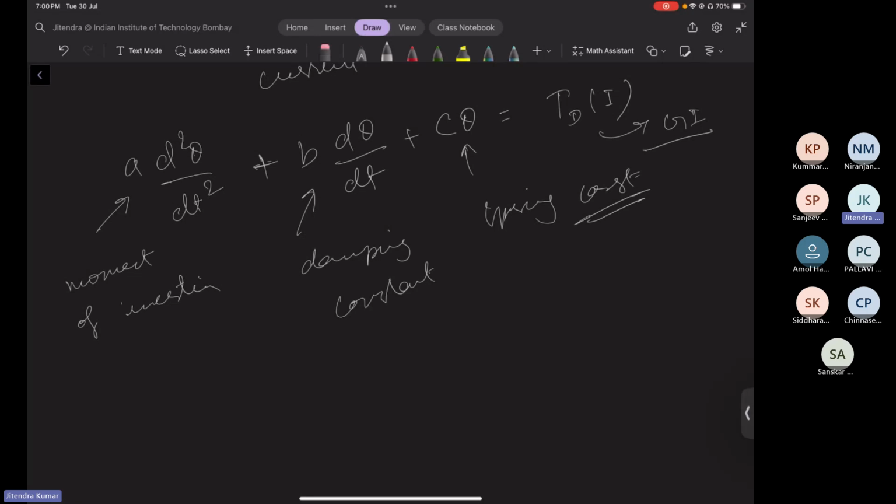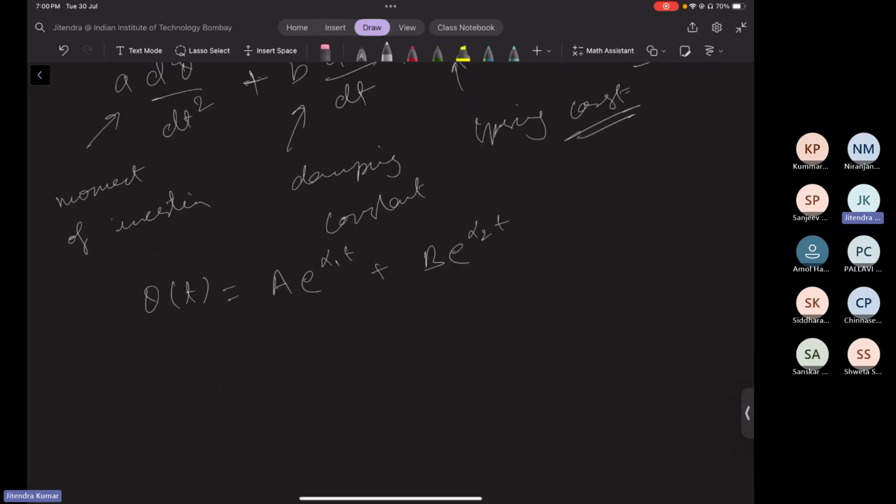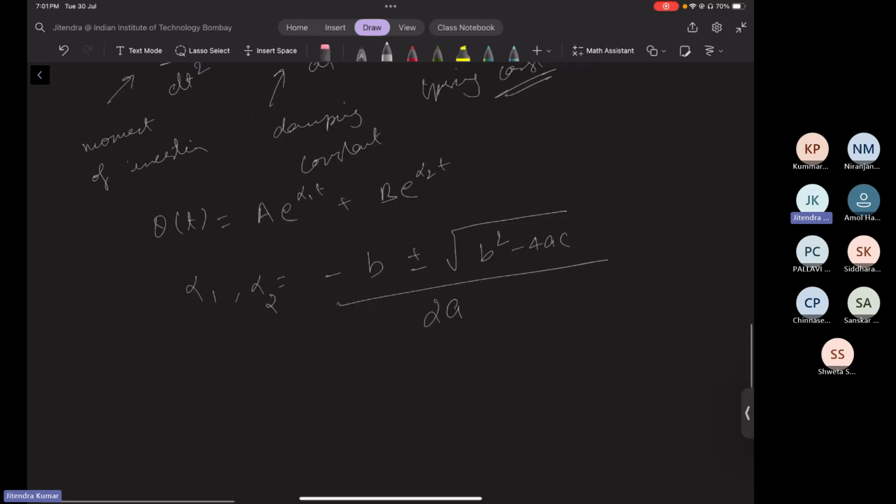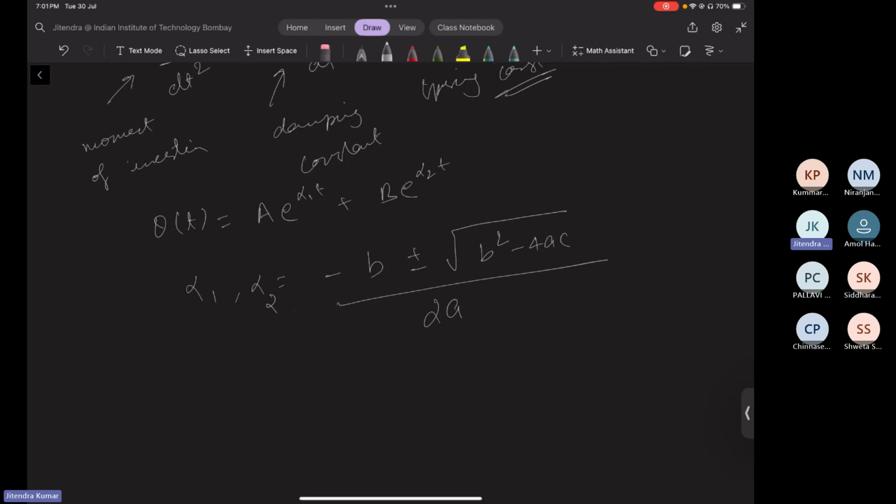The solution of this type of differential equation is theta of t equal to a e raised to power alpha 1 t plus b e raised to power alpha 2 t, as you might have seen in the lecture. Alpha 1 and alpha 2 are the roots of this equation: minus b plus minus under root b square minus 4ac, divided by 2a. They will be real roots if b square is higher than 4ac. If b square is higher than 4ac, then the system will become underdamped or overdamped? What will it become?